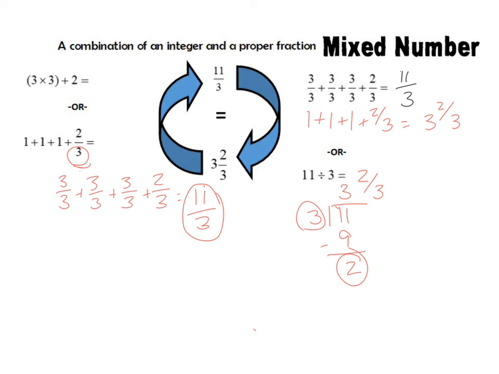Or, a shortcut method, I can do 3 times 3 and add my 2 in. If I multiply these two numbers, I get 9, and I want to add in the 2, which gets me 11/3.